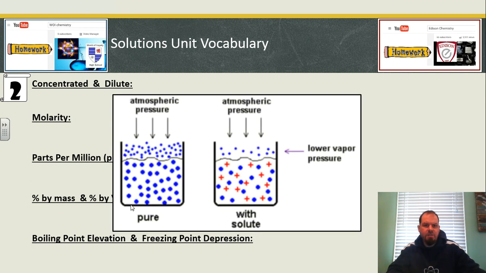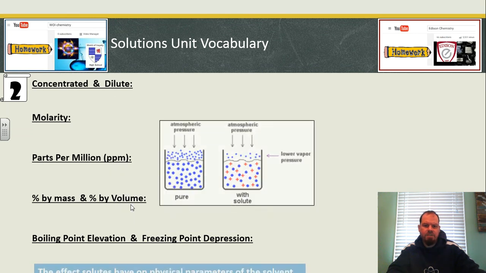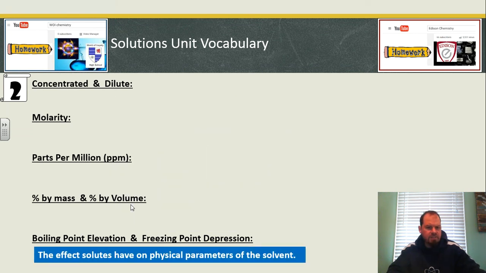Boiling point elevation. So this is a kind of a picture of what's going on. And I actually use something like this very much to explain what's going on. So this just happens to be the piece that helps us. Freezing point depression is how we make ice cream. This is the effect solutes have on the physical parameters of the solvent. So it blocks them from coming into solid form and freezing, hence lowering the freezing point. It also blocks them from escaping and elevates their boiling point.